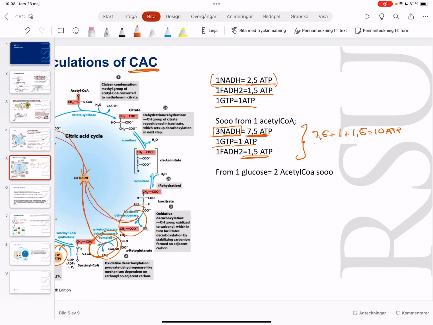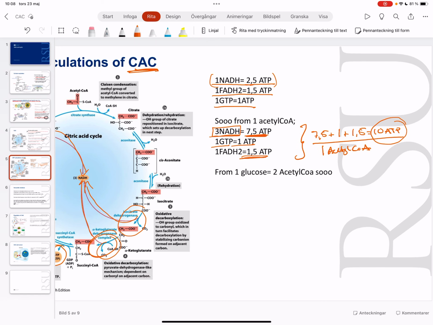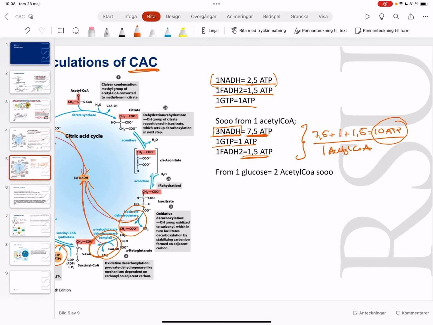But that is from 1 acetyl coenzyme A, so we will get 10 ATP from only 1. But from 1 glucose, you will get 2 acetyl coenzyme A. So you will get 10 plus 10 ATP. So you will get 20 ATP from 1 glucose molecule in the citric acid cycle.